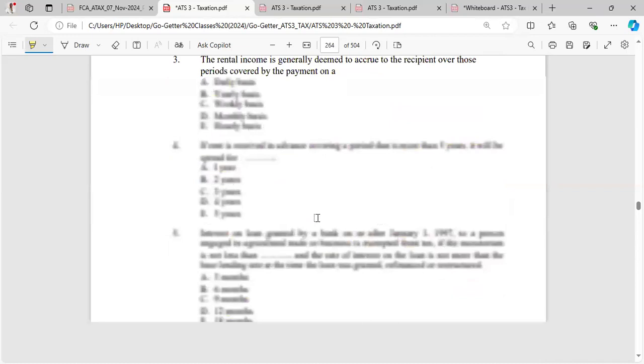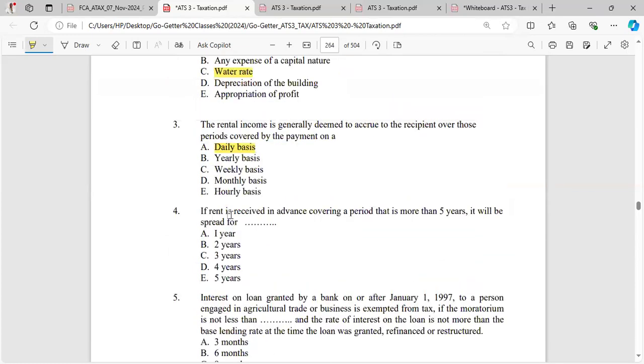All right, so let's see number 4. If rent is received in advance, covering a period of more than 5 years, it will be spread for how many years? For 5 years. So if rent is received for less than 5 years, let's say 4 years, it will cover for 4 years. If it is received for 1 year, it will cover for 1 year. If it is received for 5 years, it will be covered for 5 years. But if it is received for more than 5 years, it will cover for 5 years.